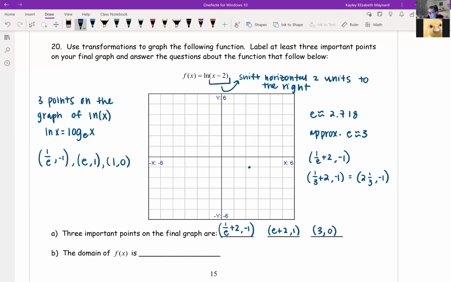Okay, so for our next point, it's e plus 2, comma 1. And if e is about 3, this is roughly 5, 1. And then my last point is just 3, 0, and that one I don't need to do anything to change it. All right, so now I've got 3 points, and I'm just going to draw my graph.